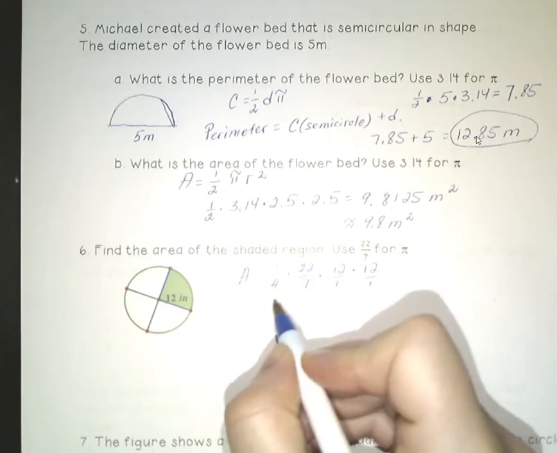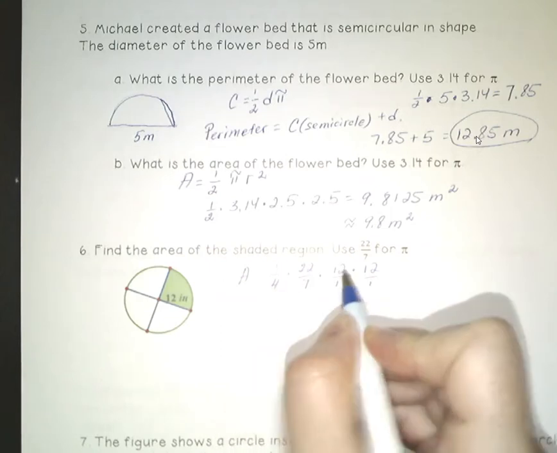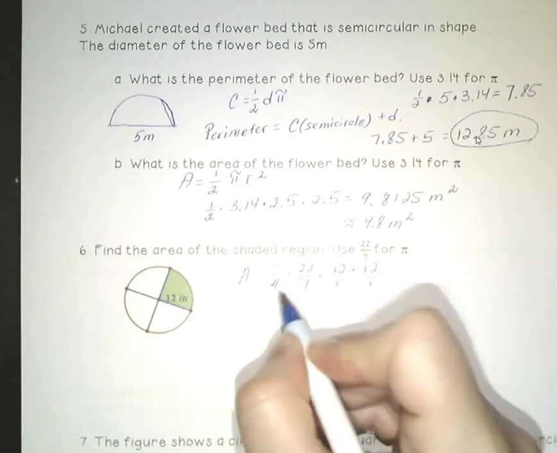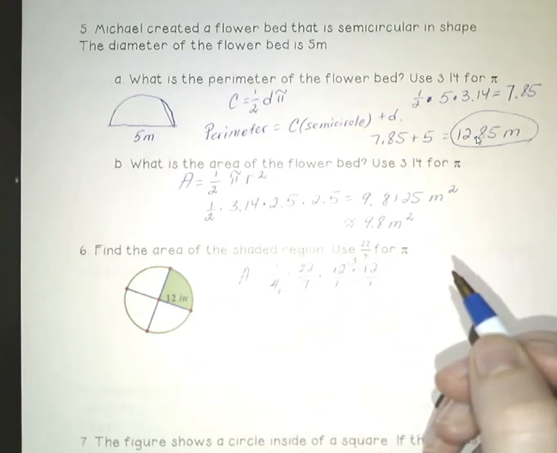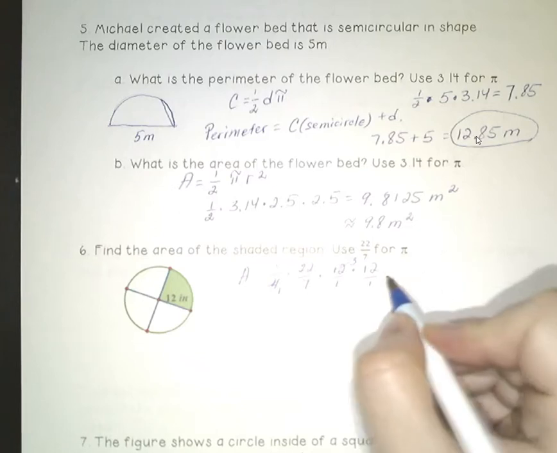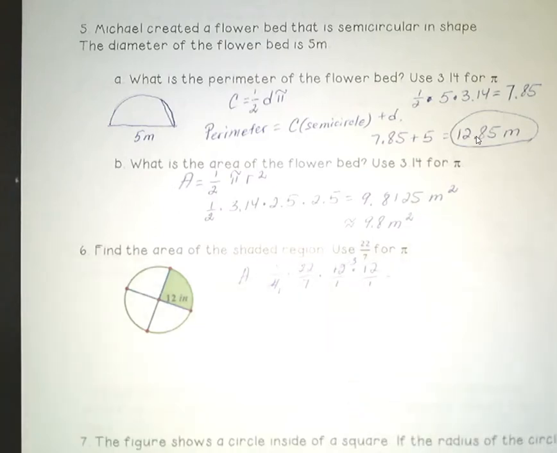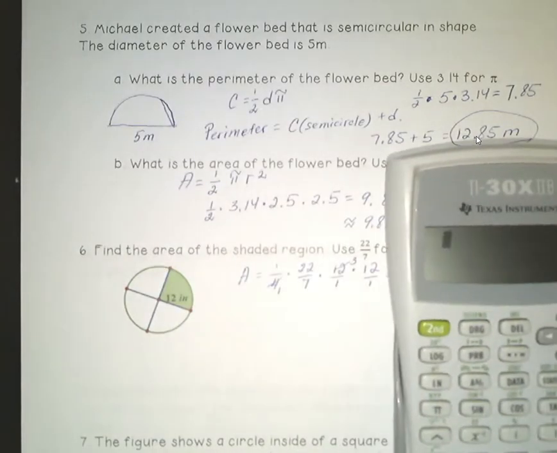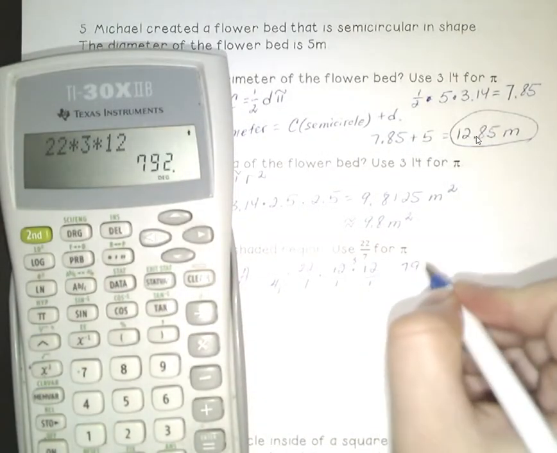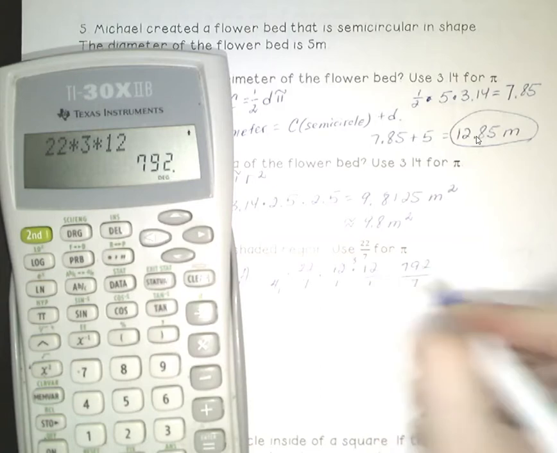Okay, so let's see if we can simplify anything. So 4 and 12 I can simplify by 4. 4 will turn into 1, 12 will turn into 3. There is nothing else I can simplify, so I'm going to take the calculator and I'm going to multiply 22 by 3 and by 12 in the numerator. So 792, and that will be sevenths.